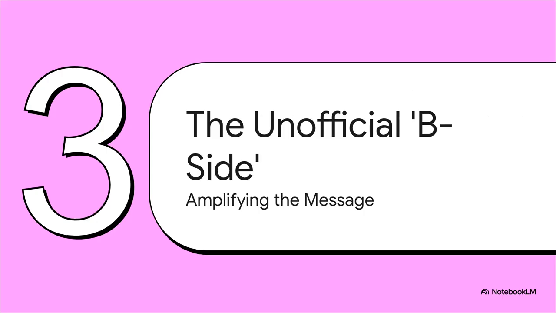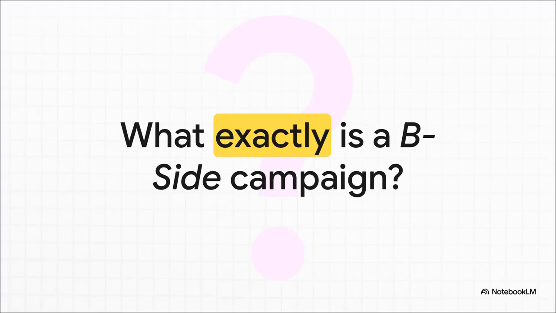Right, this B-side, it's basically the campaign's secret weapon. It's a whole network designed to amplify the main message. But it does it from the shadows, without any of the official branding. So what does the strategy document actually mean when it talks about a B-side campaign? It's a term you probably haven't heard before, but I can guarantee you have definitely seen the results.